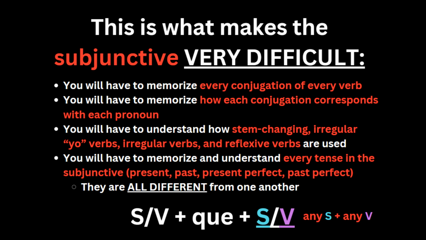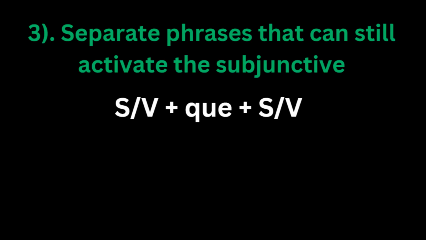There are no examples in this video because I'm simply going over the principles of the subjunctive, but I will provide many useful phrases in the videos after this one, mainly consisting of one useful verb from each category of weird. Moreover, there's a third concept you should know in the subjunctive, and that is separate phrases that can still activate the subjunctive, which is different than subject-verb que, subject-verb.